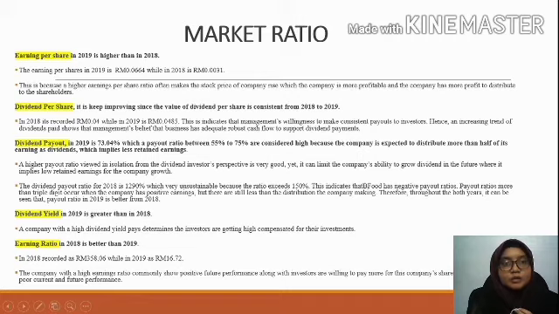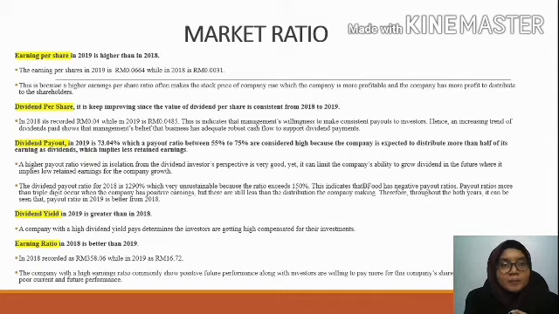Earnings per share in 2019 is higher than in 2018. The earnings per share in 2019 is RM 0.0664, while in 2018 it is RM 0.0031. This is because a higher earnings per share ratio often makes the stock price of a company rise, which shows the company is more profitable and has more profit to distribute to the shareholders.